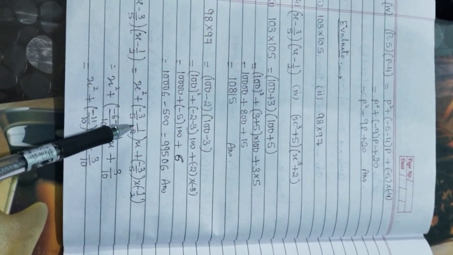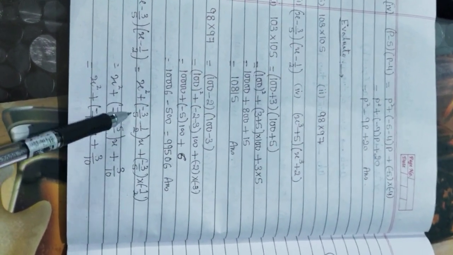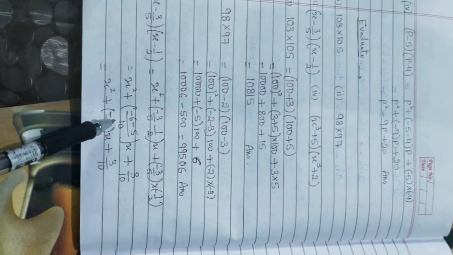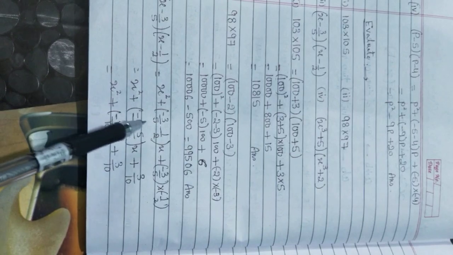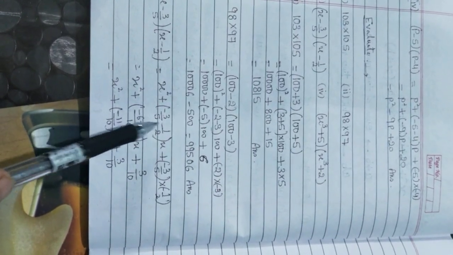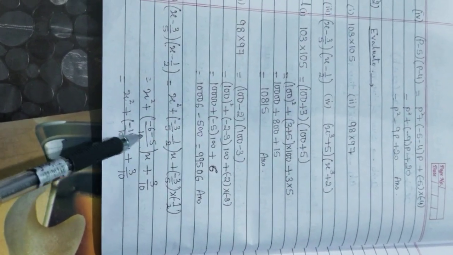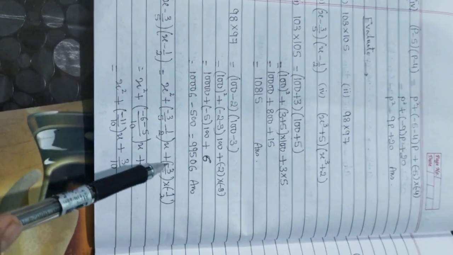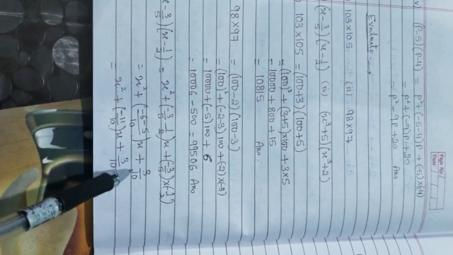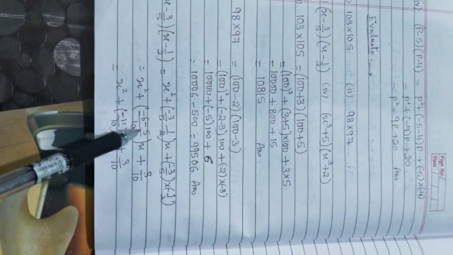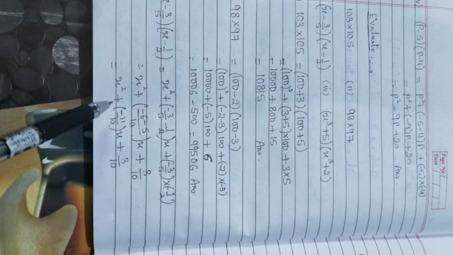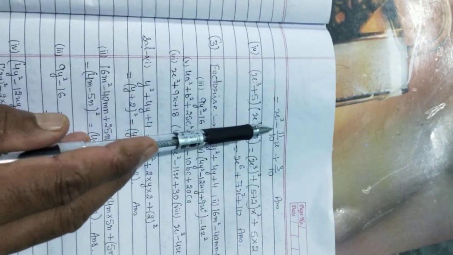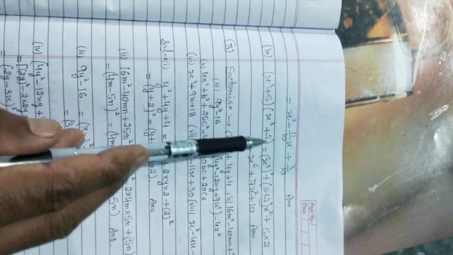So how can we add two rational numbers? By finding their LCM. So LCM of 5 and 2 is 10. x square plus, 5 2s are 10, minus 3 2s are minus 6, 2 5s are minus 5, x plus minus 3 1s are 3, 5 2s are 10. Minus 6 minus 5 is minus 11 upon 10 x. This can be written as x square plus minus 11 upon 10 x plus 3 upon 10. x square minus 11 upon 10 x plus 3 upon 10.